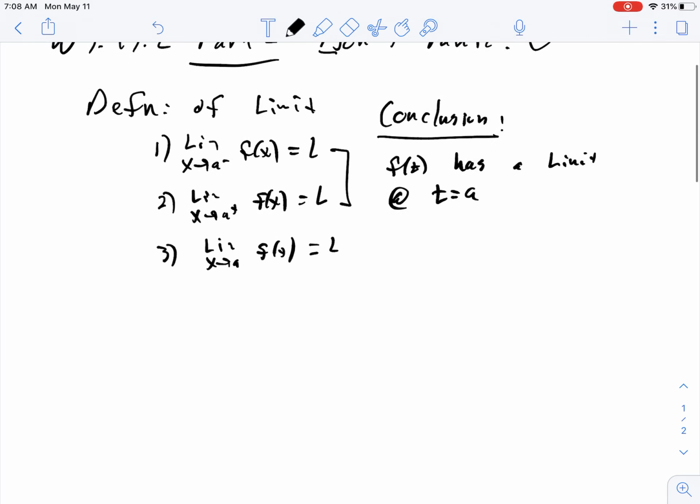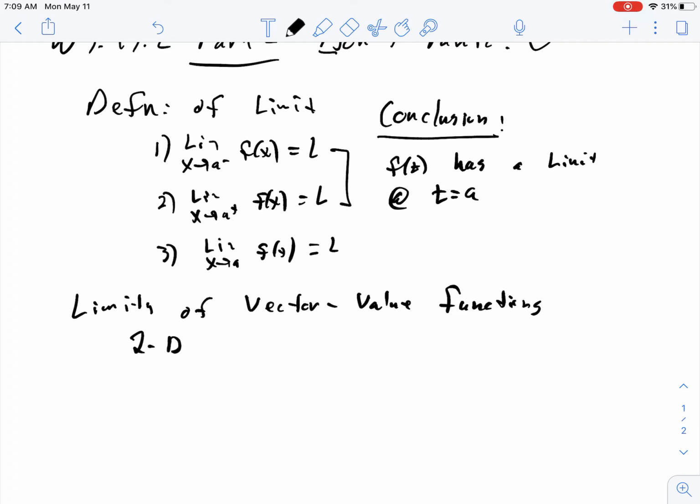So now that we are starting off finding limits of vector-valued functions, it's the same thing. Same thing for two-dimensional or three-dimensional. Okay, and for vectors, it's the same thing.